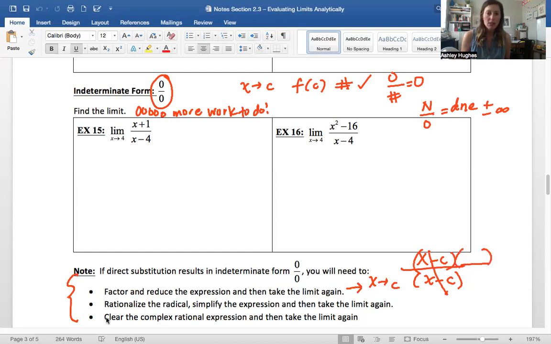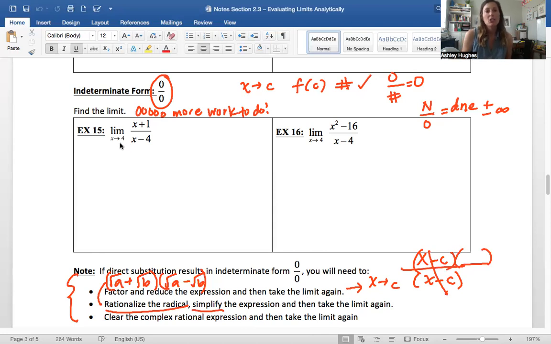Rationalize radicals, we're going to talk about this. The square root of a plus the square root of b, the conjugate of that is the square root of a minus the square root of b, and we'll talk about that. And you multiply by the conjugate so that you can get rid of that radical. Simplify, sometimes that's if you have like a common denominator you need to find. Clear the complex rational expression and then take the limit again. So those are some helpful hints.